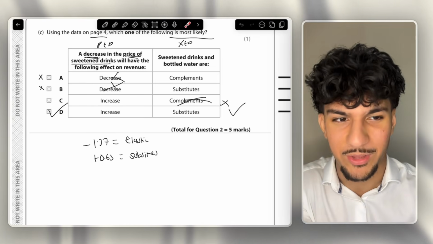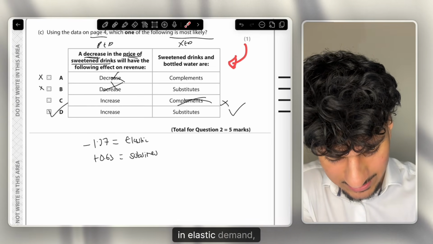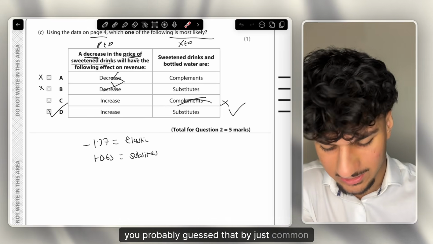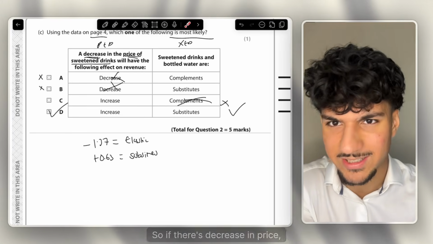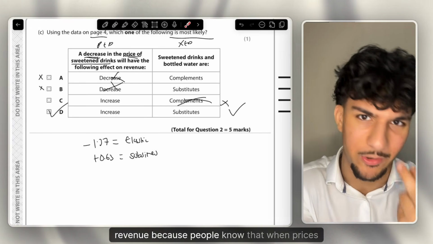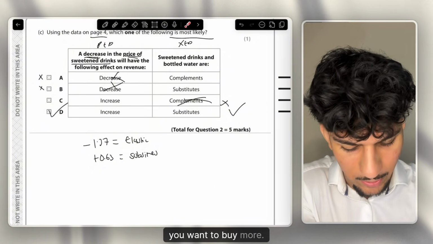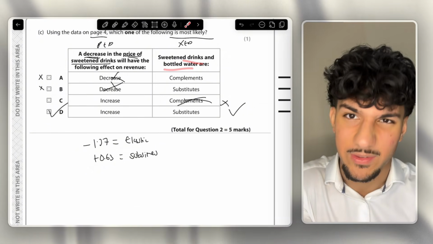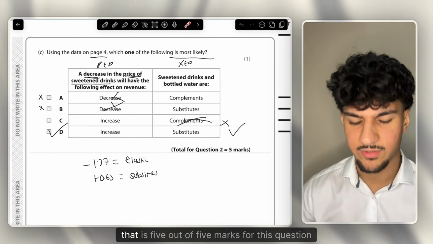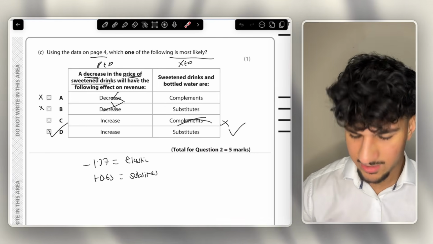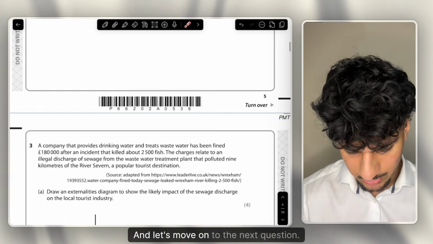And honestly, even if you knew nothing about elastic and inelastic demand, you probably could guess that by just common knowledge. So if there's a decrease in price, there's probably going to be an increase in revenue, because people know that when prices decrease, you want to buy more. And sweetened drinks and bottled drinks, it's not the hardest one to work out, though. And that is 5 out of 5 marks for this question 2. Been a very easy section here so far, and let's move on to the next question.